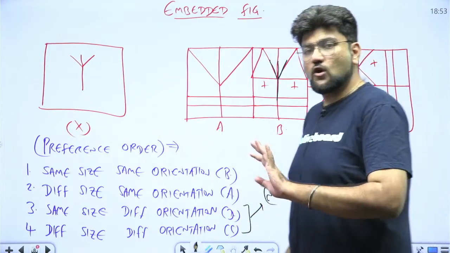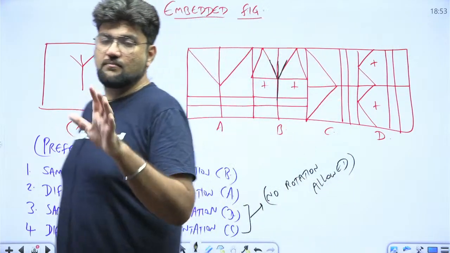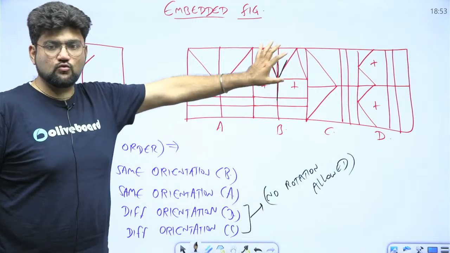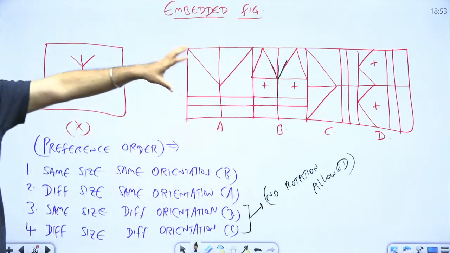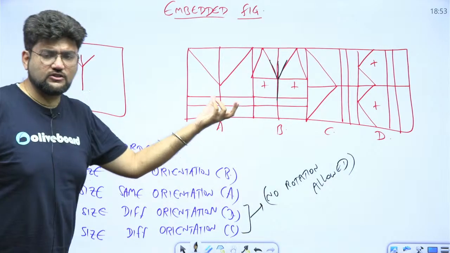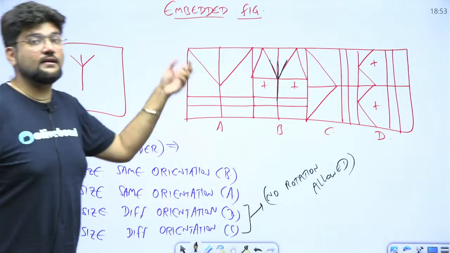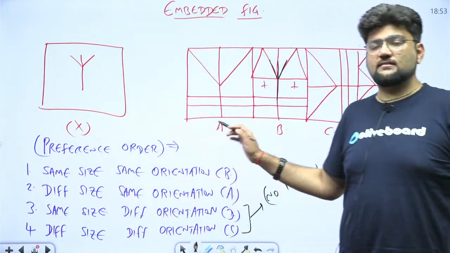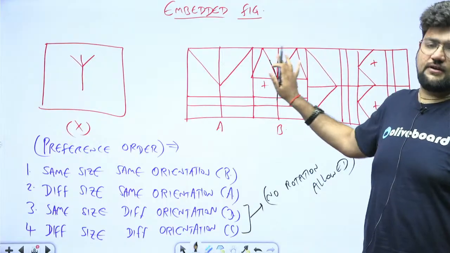Your orientation cannot be different. Orientation has to be the same. So the primary preference is that the same size will be available to you. You will choose that. If at all, 0.1% of the time, that is not there, then we may go for an enlarged version or a shrunk version, provided there is no rotation allowed. So that will be the only correct answer then. The other options will be totally different.